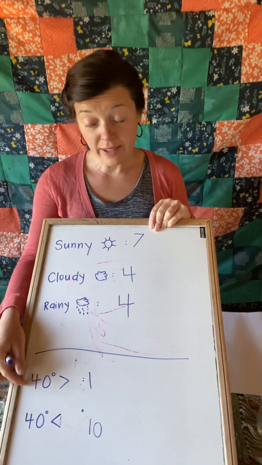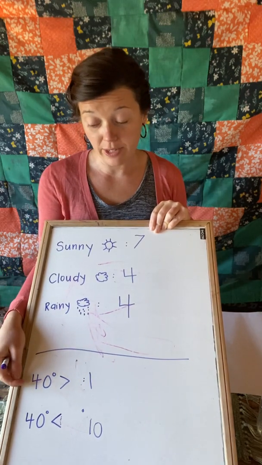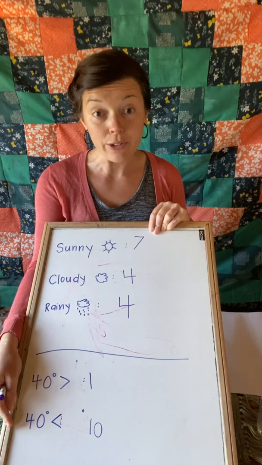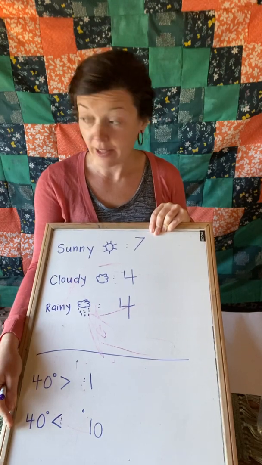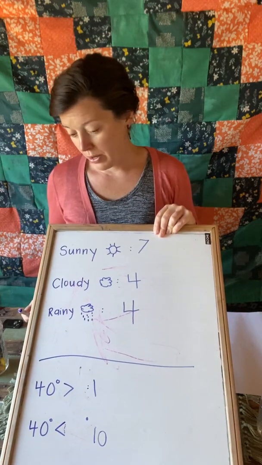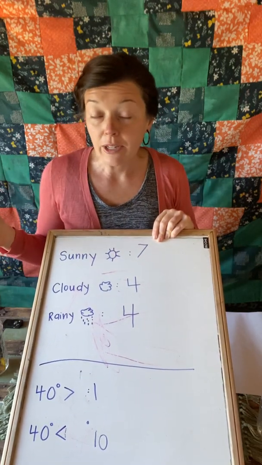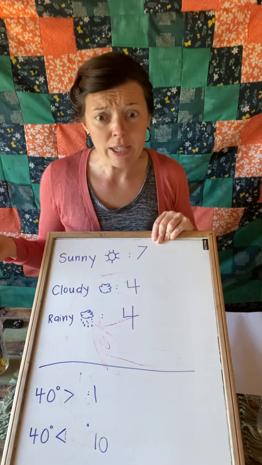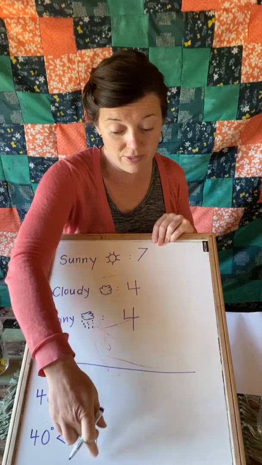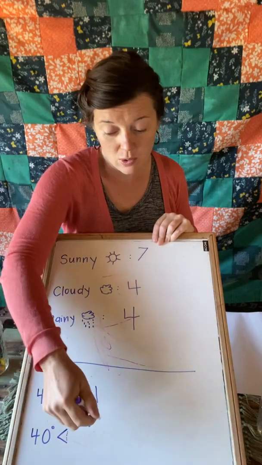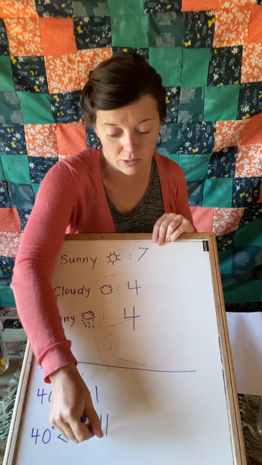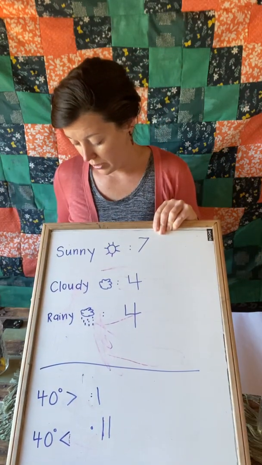I counted 1 day that was less than 40 degrees outside, and I counted 10 days that were greater than 40 degrees outside. And in fact, if we want, since we're counting today, up here in sunny, today is going to be, I think, 62 degrees. 62 is greater than 40. So instead of 10 days, let's change that to 11 days where the temperature has been greater than 40.